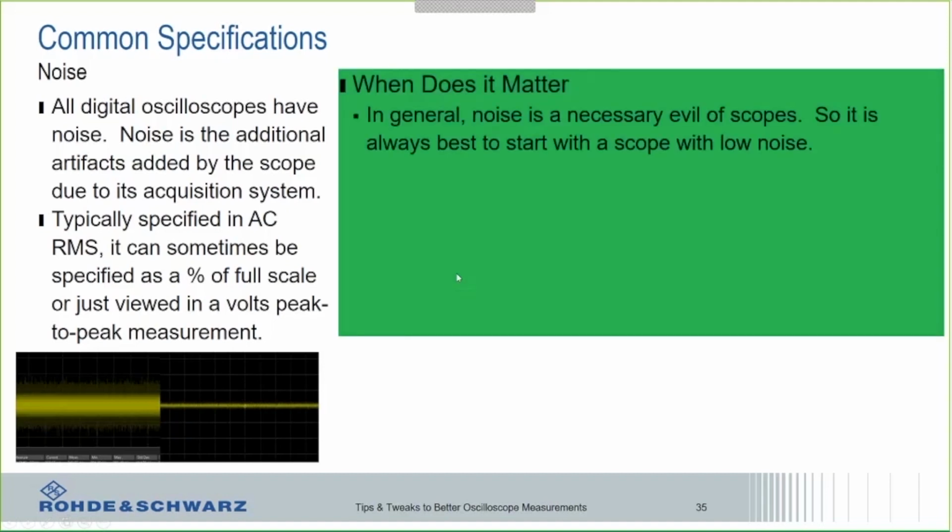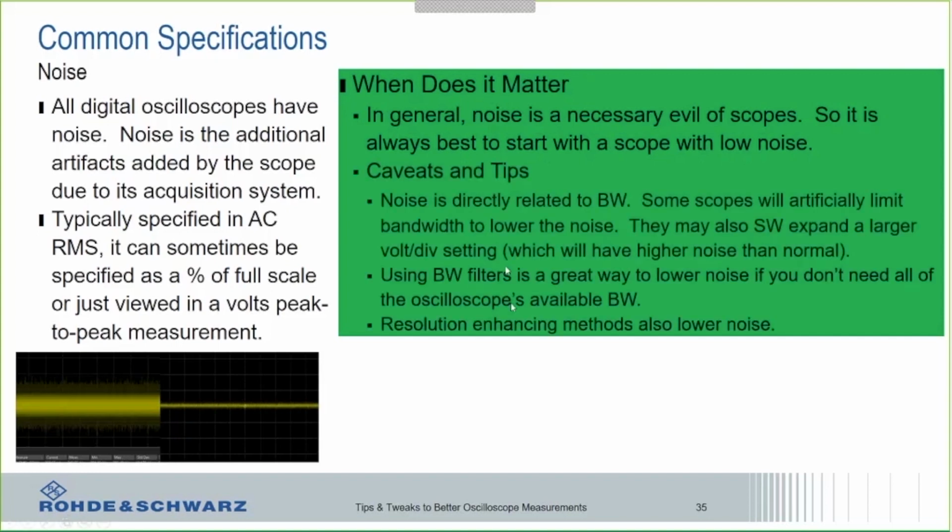So when does it matter? In general, it's a necessary evil of scopes, so it's always best to start with a scope with low noise. You don't want the oscilloscope to hide signal detail in its noise. There are some caveats and tips.